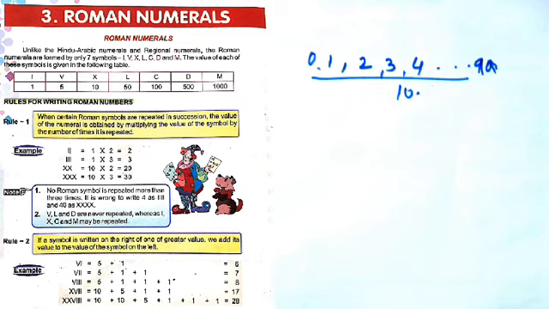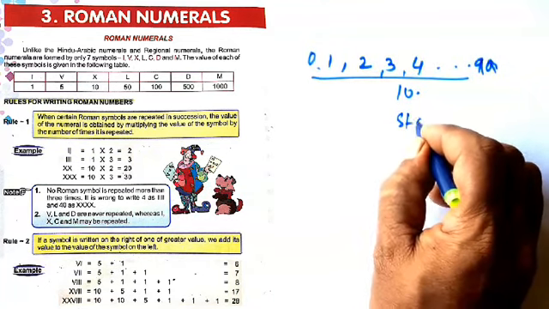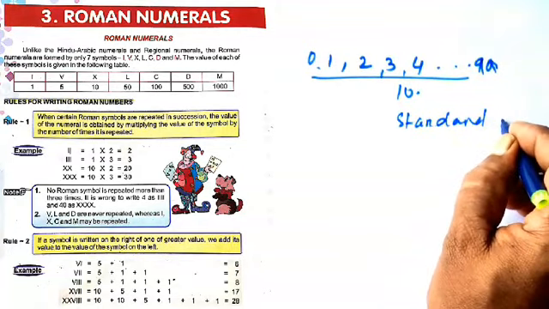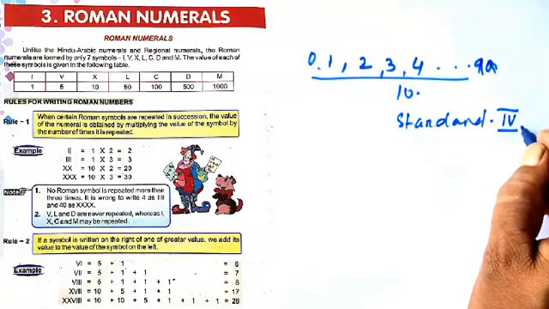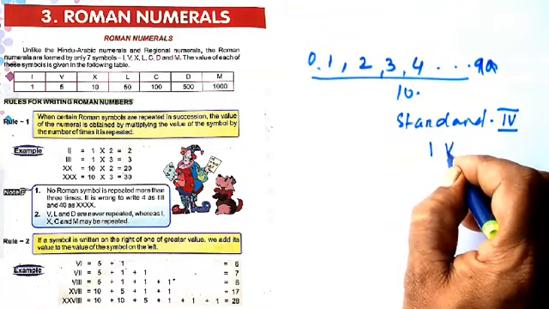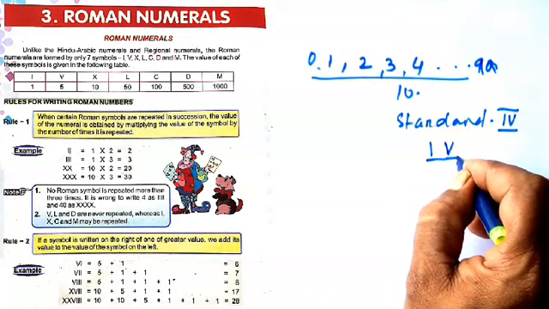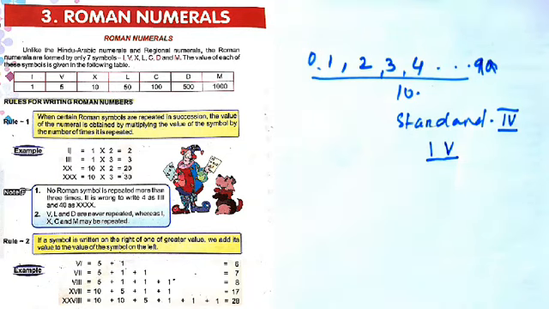But you see, if somebody asks you, in which class are you reading? What are you saying? I am reading in standard 4. How are we writing it? Standard 4. You are writing like this. This is standard 4, that is, here I and V. This type of number system is known as Roman numbers.